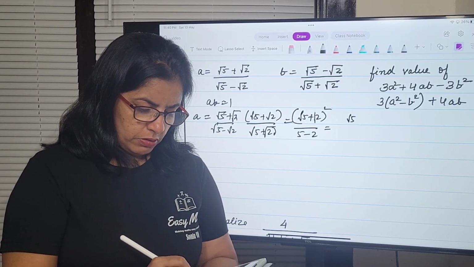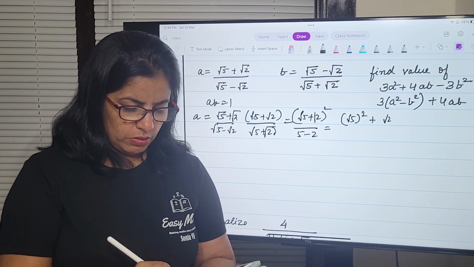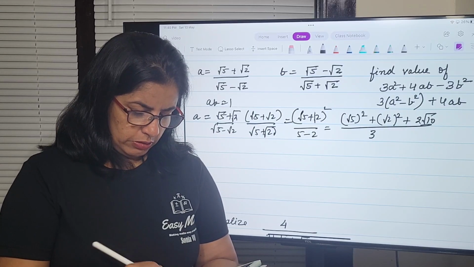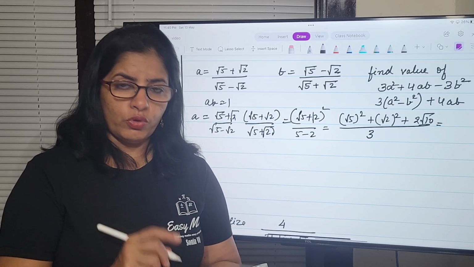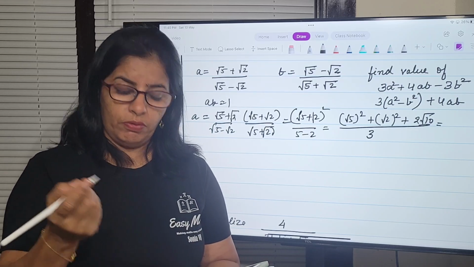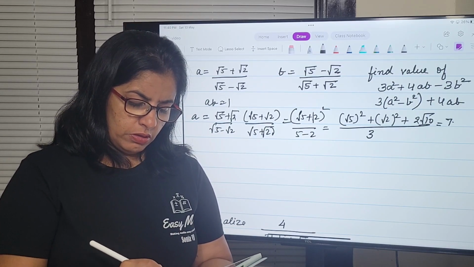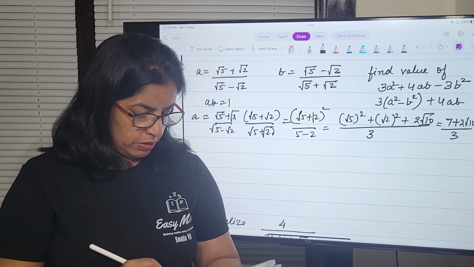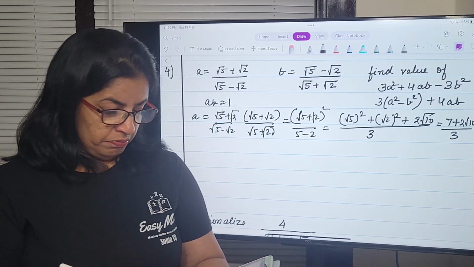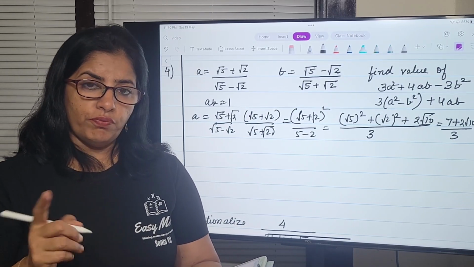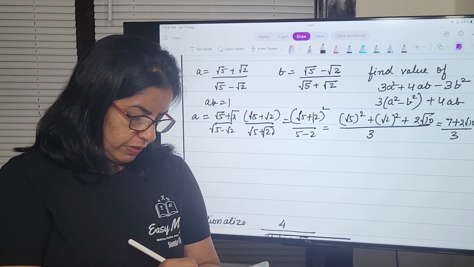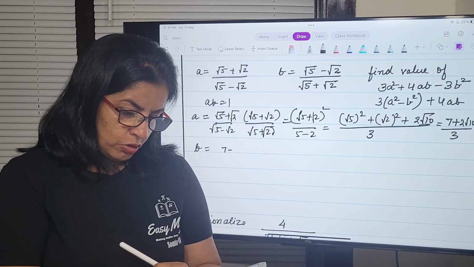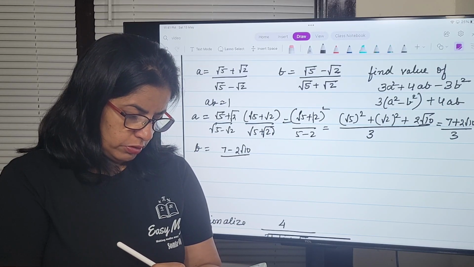Root 5 square plus root 2 square plus 2 root 10 upon 3. So what am I getting? Root 5 square will be 5, root 2 square will be 2, so I get 7 plus 2 root 10 upon 3. This is my A, value of A. Same way I will find the value of B also. My value of B will come out as 7 minus 2 root 10 upon 3.